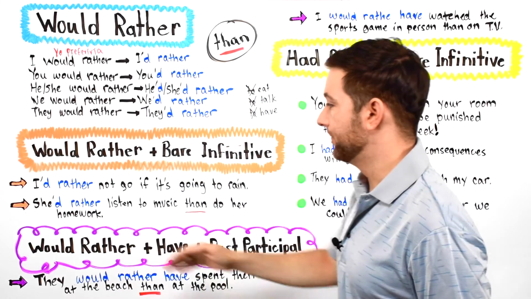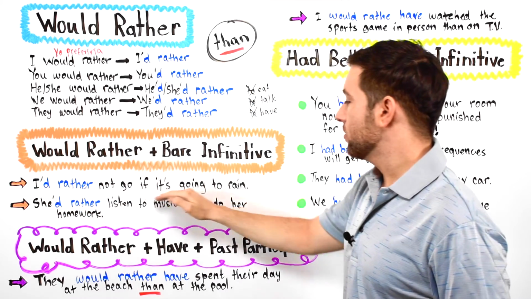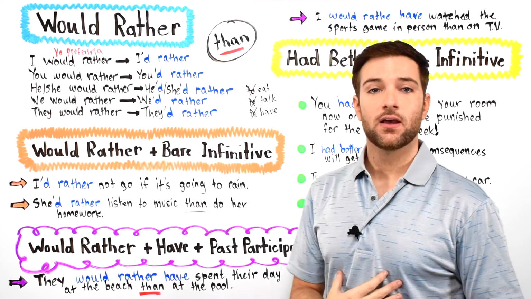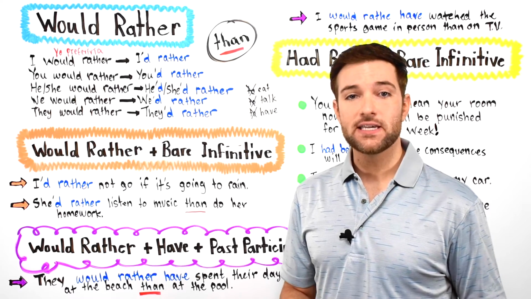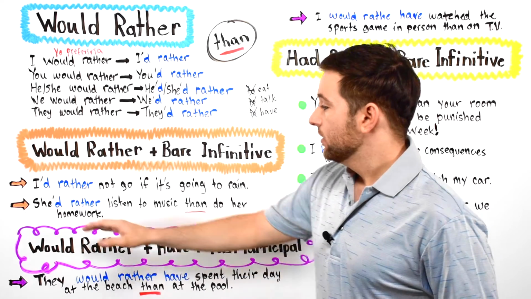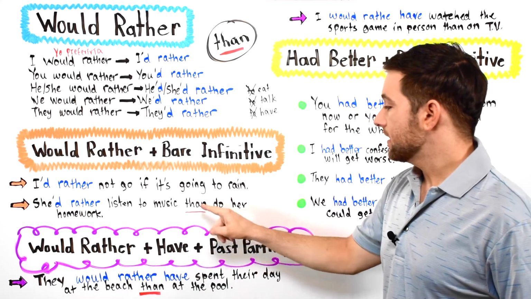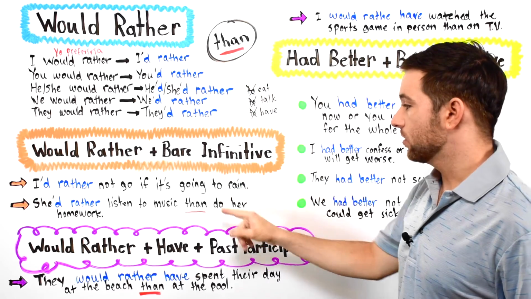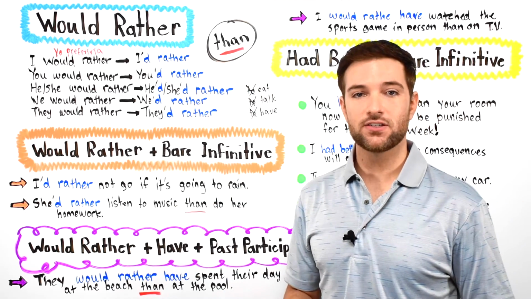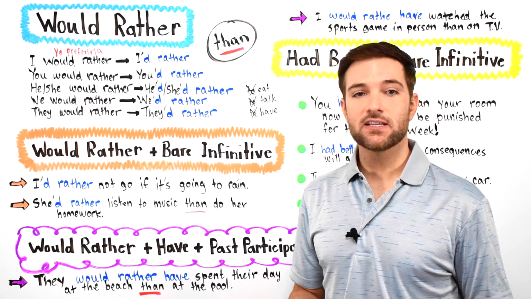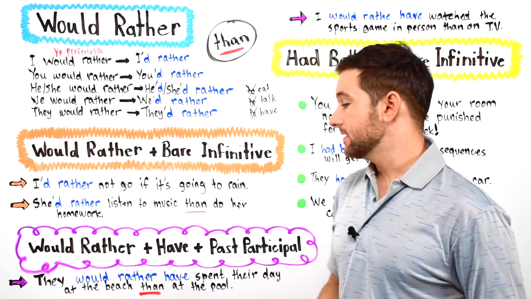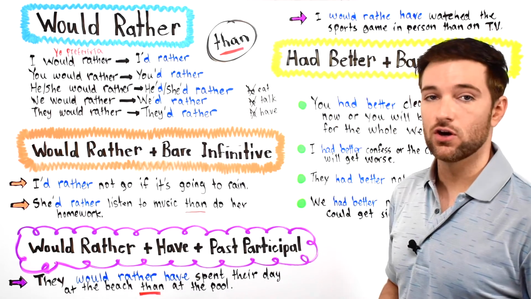Okay, por ejemplo, I'd rather not go if it's going to rain. Yo preferiría no ir si va a llover. She'd rather listen to music than do her homework. Ella preferiría escuchar música que hacer su tarea, than to do her homework.